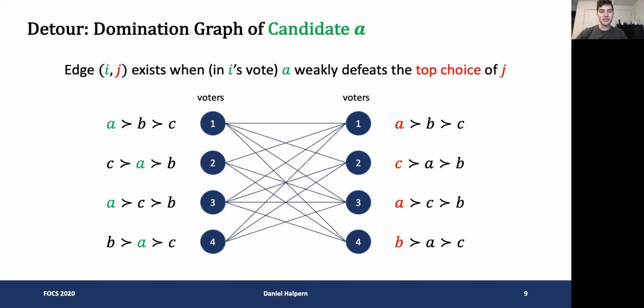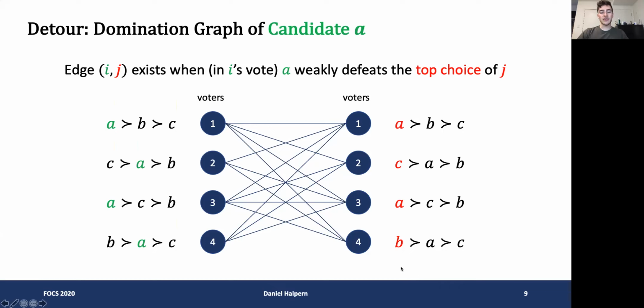So let me give you a bit of intuition about why this might be useful. It's a little long, so just bear with me. Let's say we want to choose this candidate A, and then we want to justify it to the voters. And so what could happen? Well, this voter 4 here could come and complain. He could say, wait, I don't like candidate A. I much prefer my top choice candidate, candidate B.